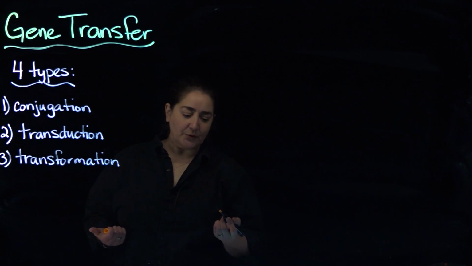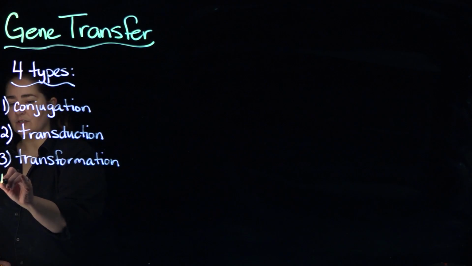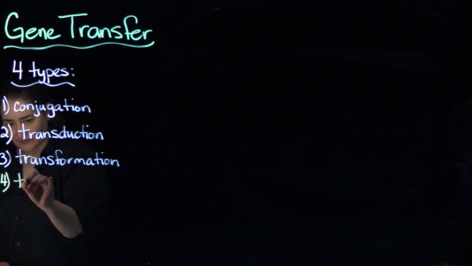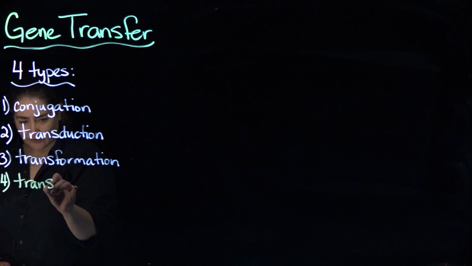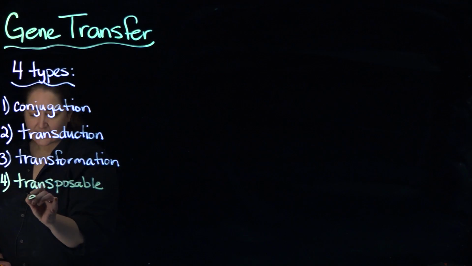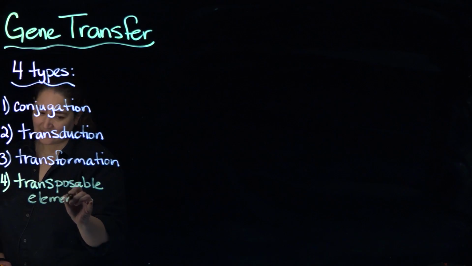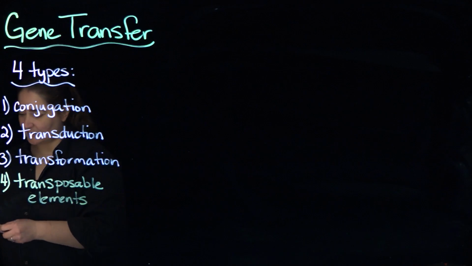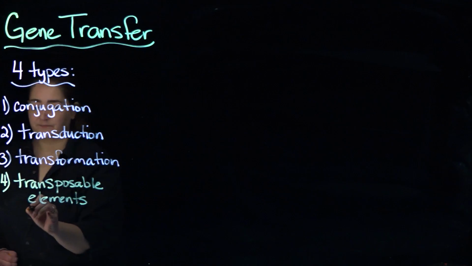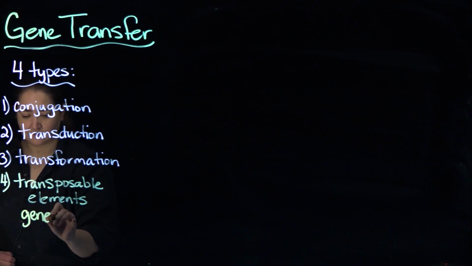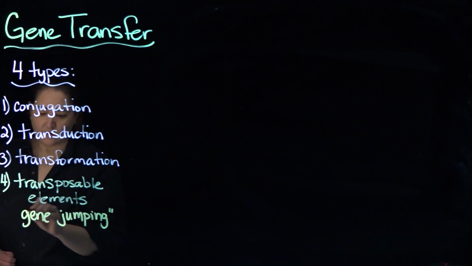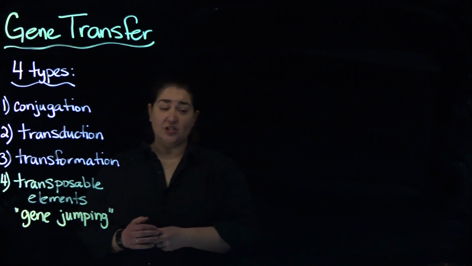And then the last one I'm going to put in a different color. And I'm going to put it in a different color not because it's more or less important. Oh, this is a particularly squeaky marker. But the last type of gene transfer are transposable elements, okay? And those transposable elements are often referred to as gene jumping.